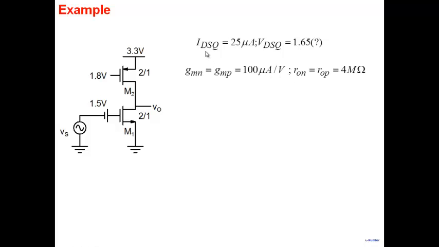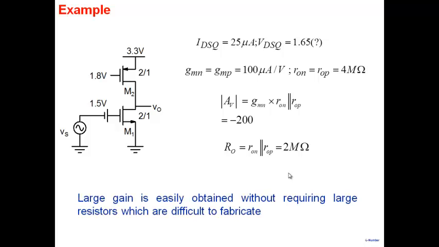So this is the current then, and for this current we can calculate gm of this transistor, gm of this transistor, r0N and r0P. The values are given here, and then Av turns out to be gmN times r0N parallel r0P. The gain turns out to be 200 here, and r0, the net output resistance, is a parallel combination, which turns out to be 2 mega ohm.